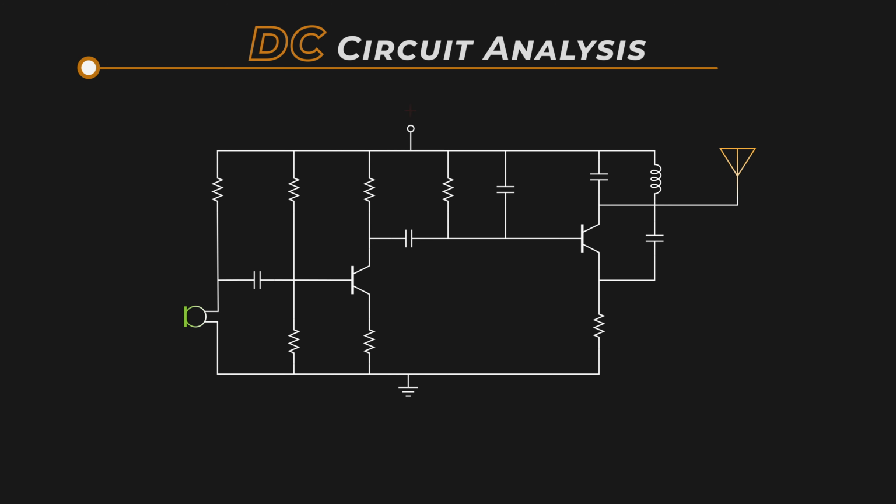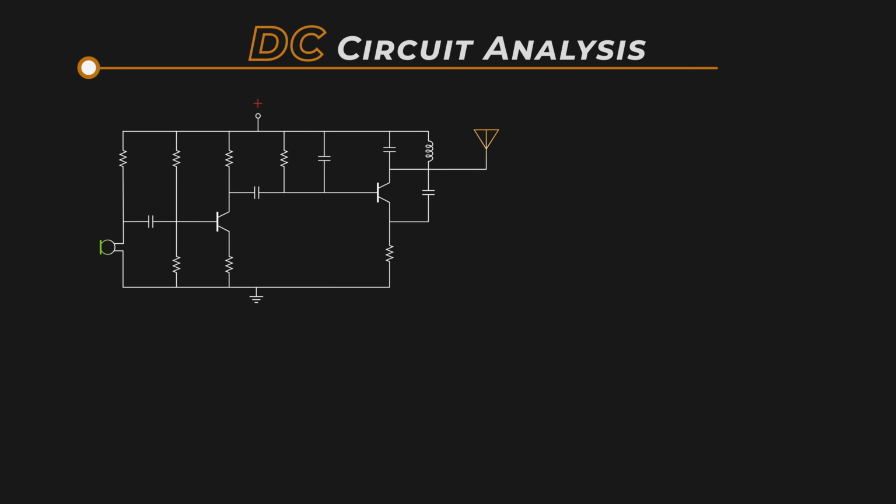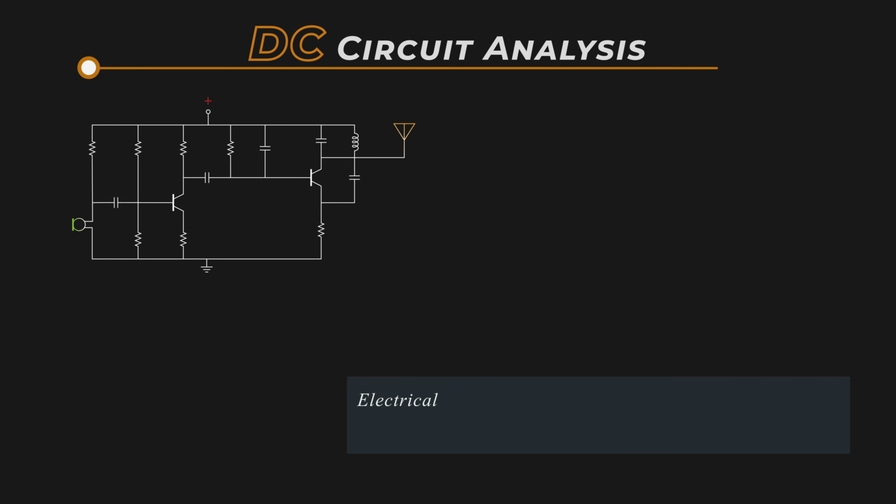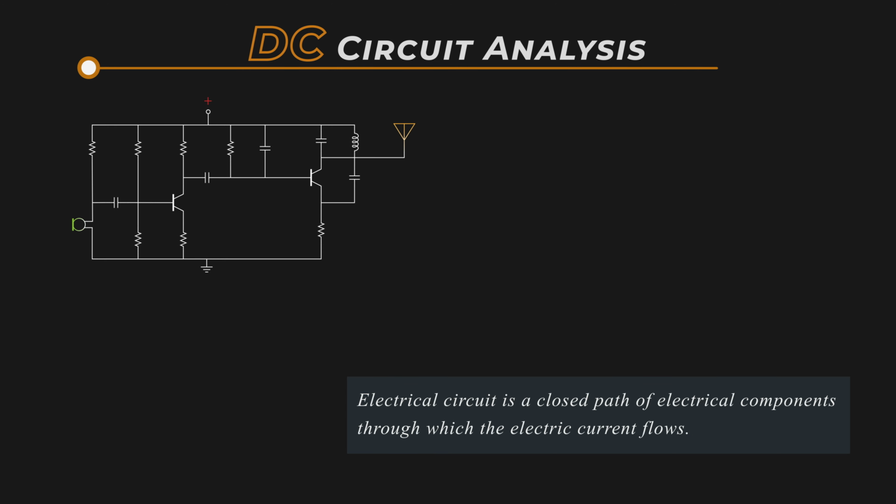Imagine this, you connect a bunch of electrical components, things like resistors, capacitors, inductors, diodes, transistors, power supplies, together in a loop. This allows current to flow through it. That setup is what we call an electric circuit. To put it in a more formal way, an electric circuit is a closed path of electrical components through which electric current flows.